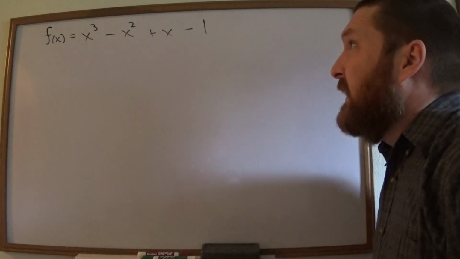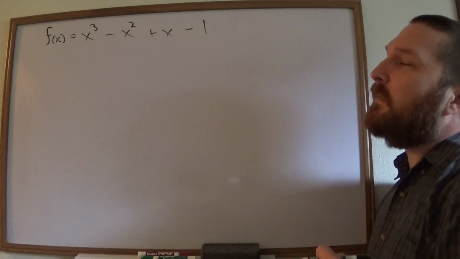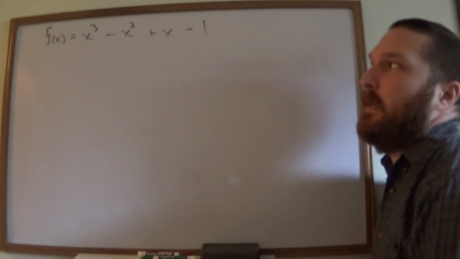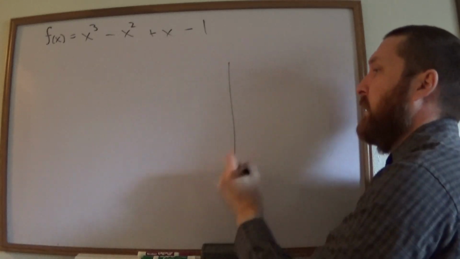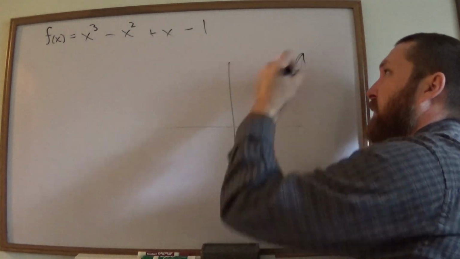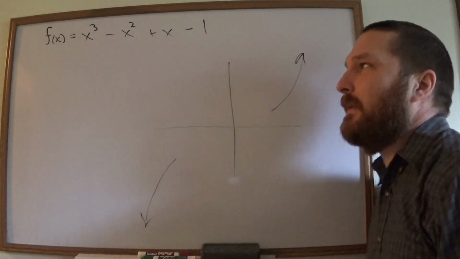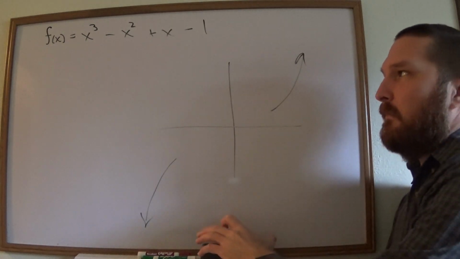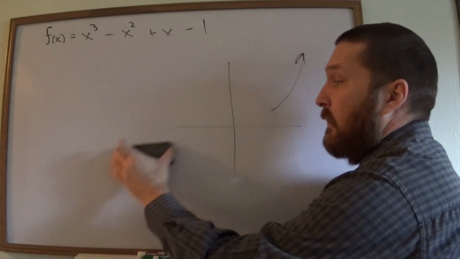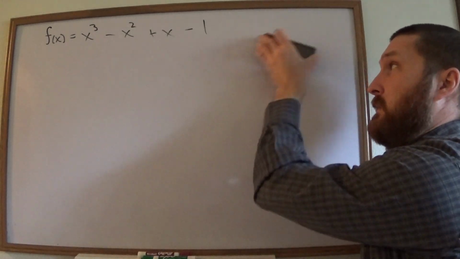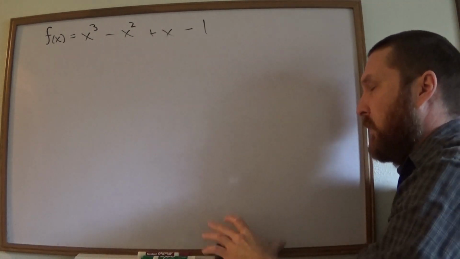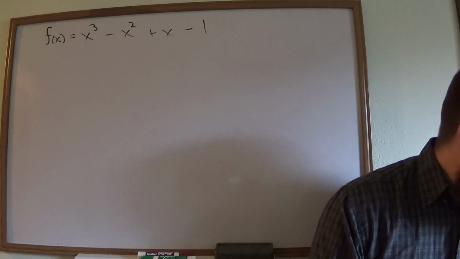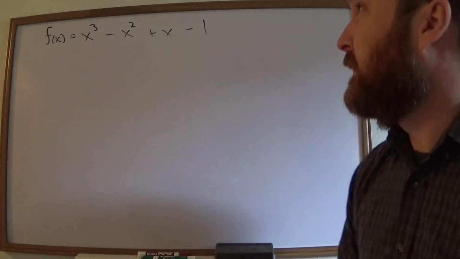Now, how do you find all... Clearly there's no absolute max and min for this guy. He's a cubic, right? So he's going to do this forever and he's going to do this forever. So I'm not going to bother to ask you about absolute max and mins. But it's possible that there are local maxes and mins, right? So how do you find all local maxima and minima?